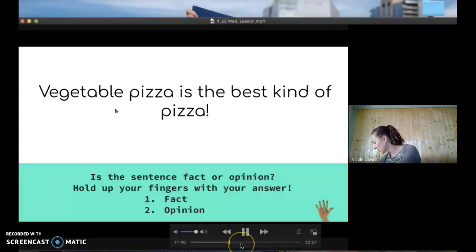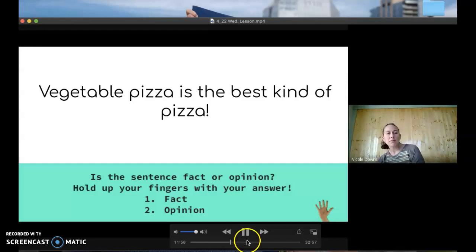Hold up your answer. Greg, what do you think? Hold it up to the screen. 1 or 2, fact or an opinion? Let's see. Tegan is showing me 2. Tegan thinks it's an opinion. Nathan thinks it's an opinion. Zoomy thinks it's an opinion. Mark, we can't see. Medell says opinion.